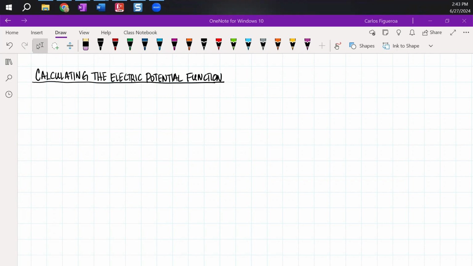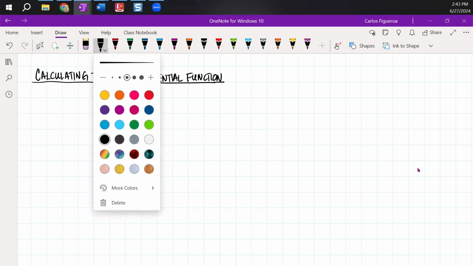Calculating the electric potential function. In electrostatics, only the infinite plane has a uniform electric field. All other fields are variable fields. So I'm going to break it down into uniform fields versus variable fields.